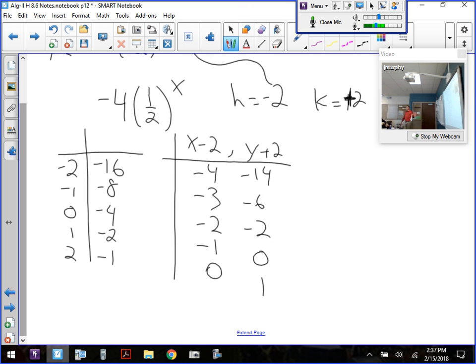Now, when we have the asymptotes on exponential growth or decay, remember the asymptotes are horizontal asymptotes. It's at k. They don't have verticals. The verticals are logs. Because remember, logs grow from trees, and trees go up and down.